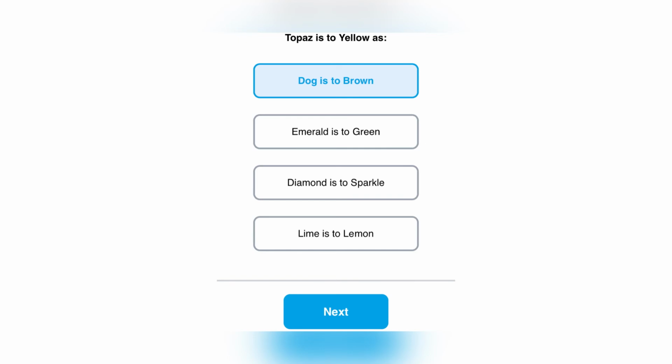So the best answer, okay, what about emerald is to green? Are emeralds sometimes green? No, emeralds are generally always green. But dogs are sometimes brown, but not always brown. Therefore, the correct answer is dog is to brown. Topaz is to yellow as dog is to brown.